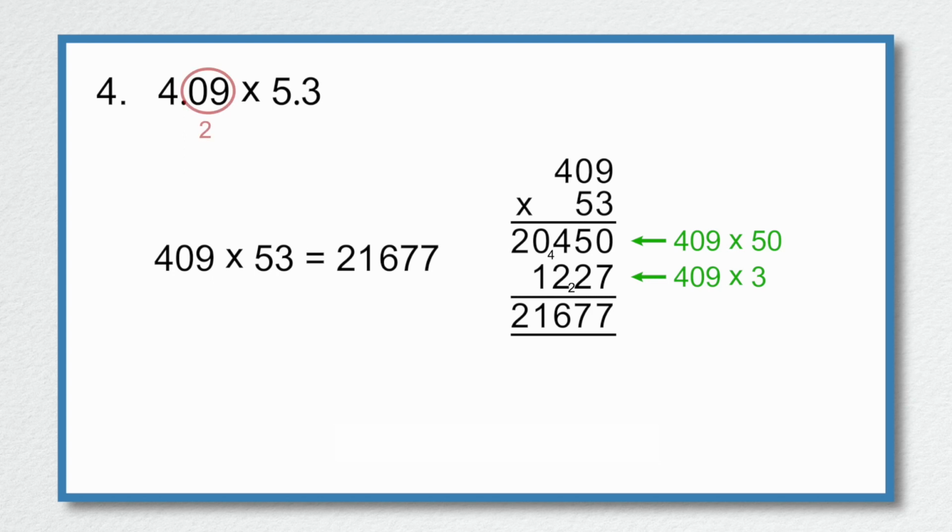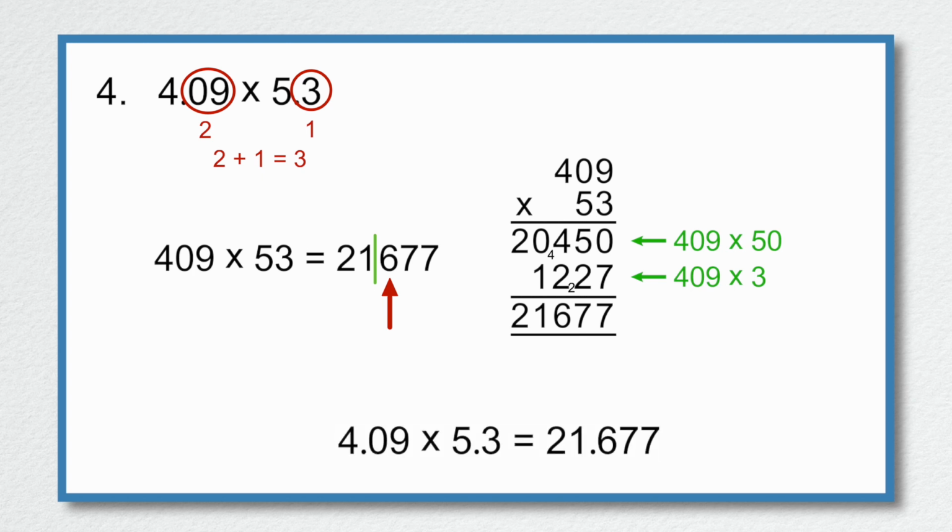Going back to the original question, we add up the digits after the decimal point. We've got 2 here and we've got 1 here. So we are going to count from right to left 3 digits in our number 21,677. 1, 2, 3. So we're going to put a decimal point between the 1 and the 6. And so 4.09 multiplied by 5.3 is equal to 21.677.